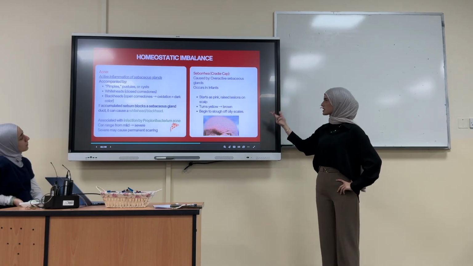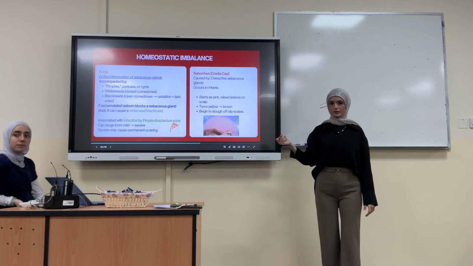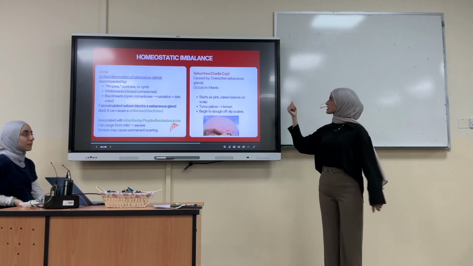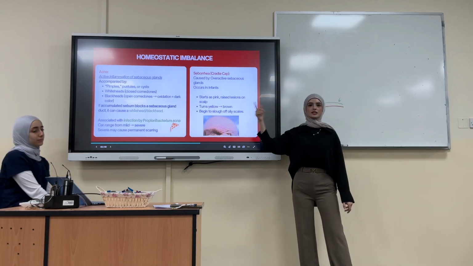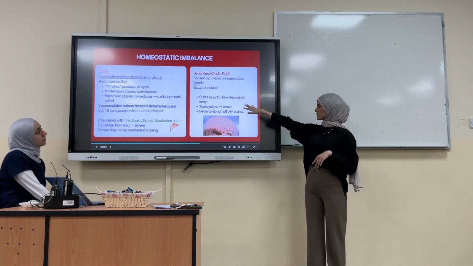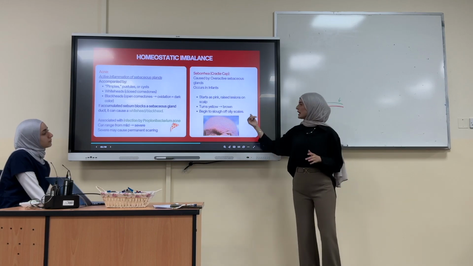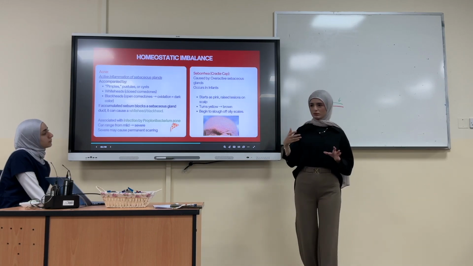The second type of issue that we might have with the sebaceous glands is what we call cradle cap or seborrhea. What is that? It's basically when it's overactive in infants. Exactly. So it's the overactivity of the sebaceous glands in infants. It starts as pink, raised lesions on the scalp, and then they turn yellow, and then they turn brown, and then they begin to slough off oily scales.